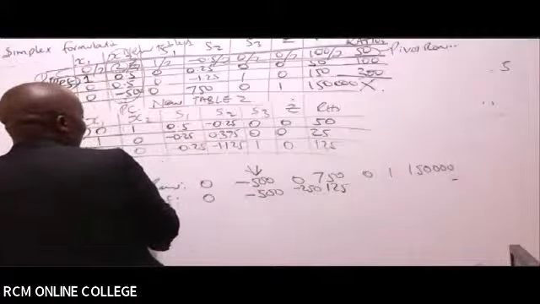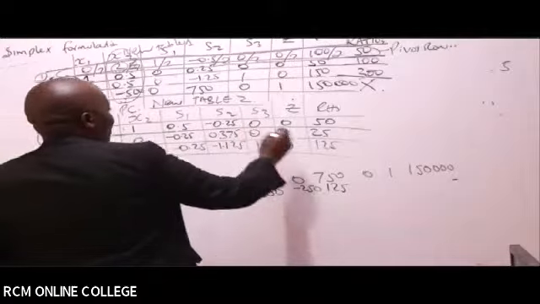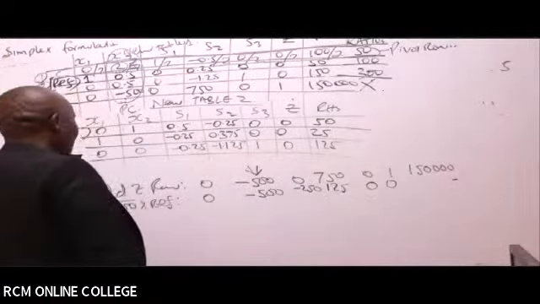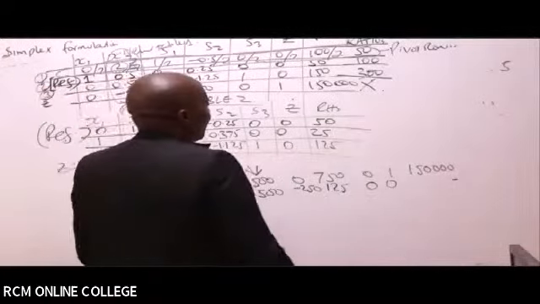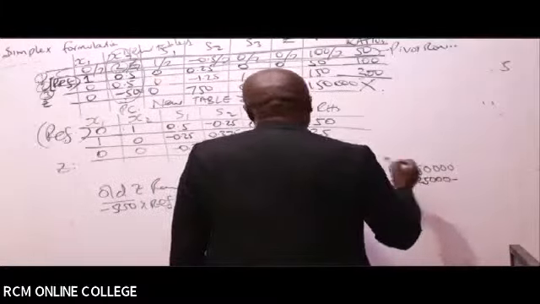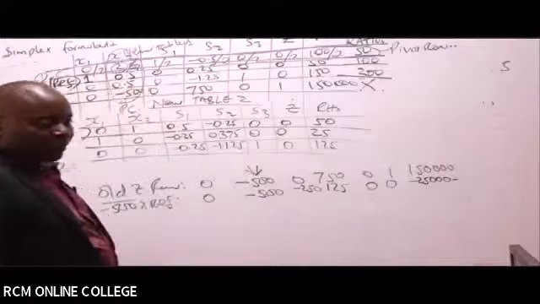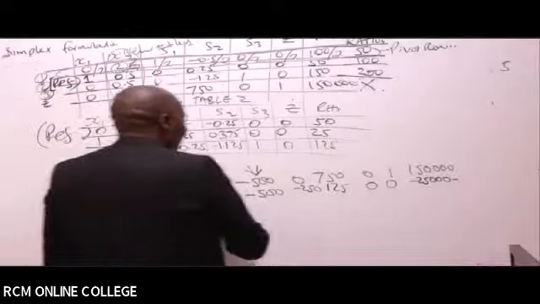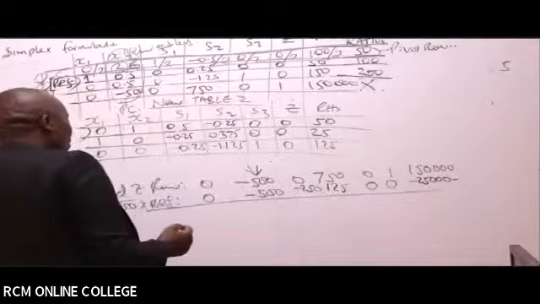And then minus 500 times this. So this is 0, 0. And then we have this huge figure. Minus 500 times this 50 gives me minus 25,000. Is that okay? Minus 25,000. Thank you so much. So go ahead and do your row reductions.